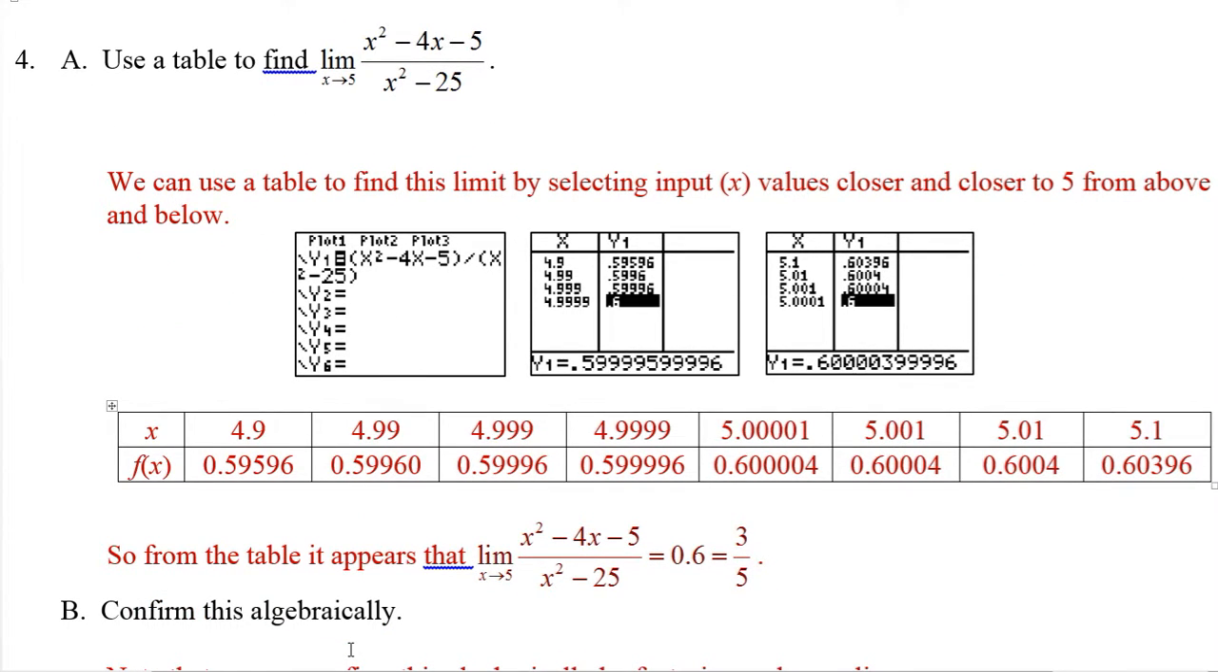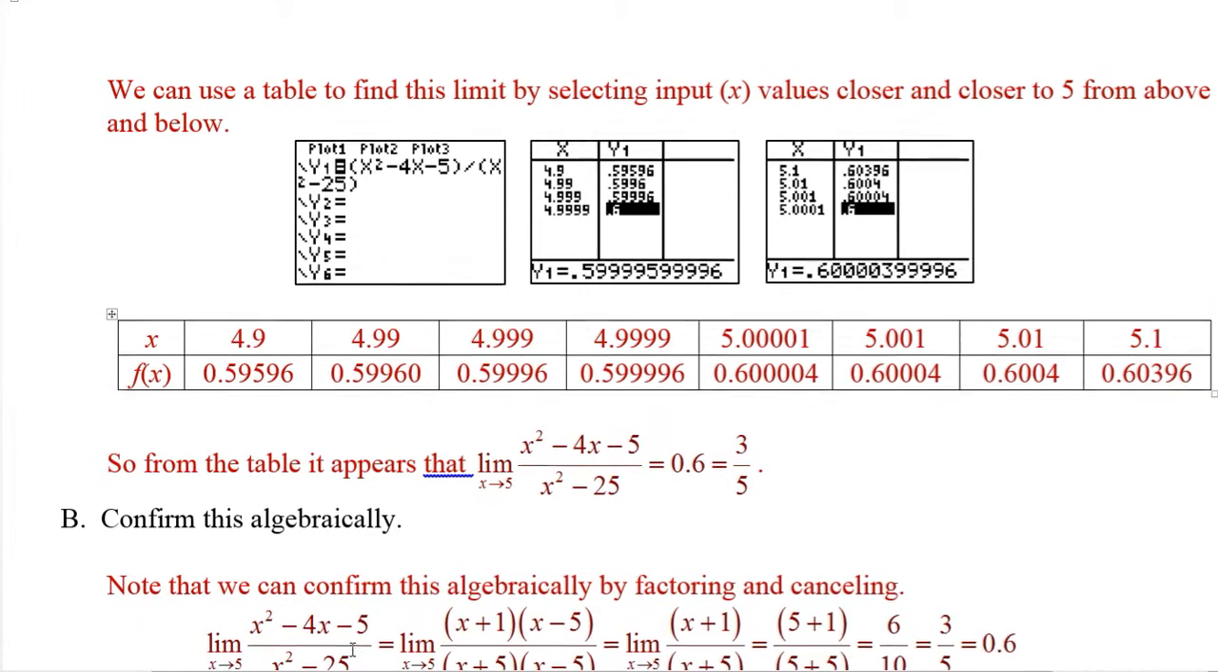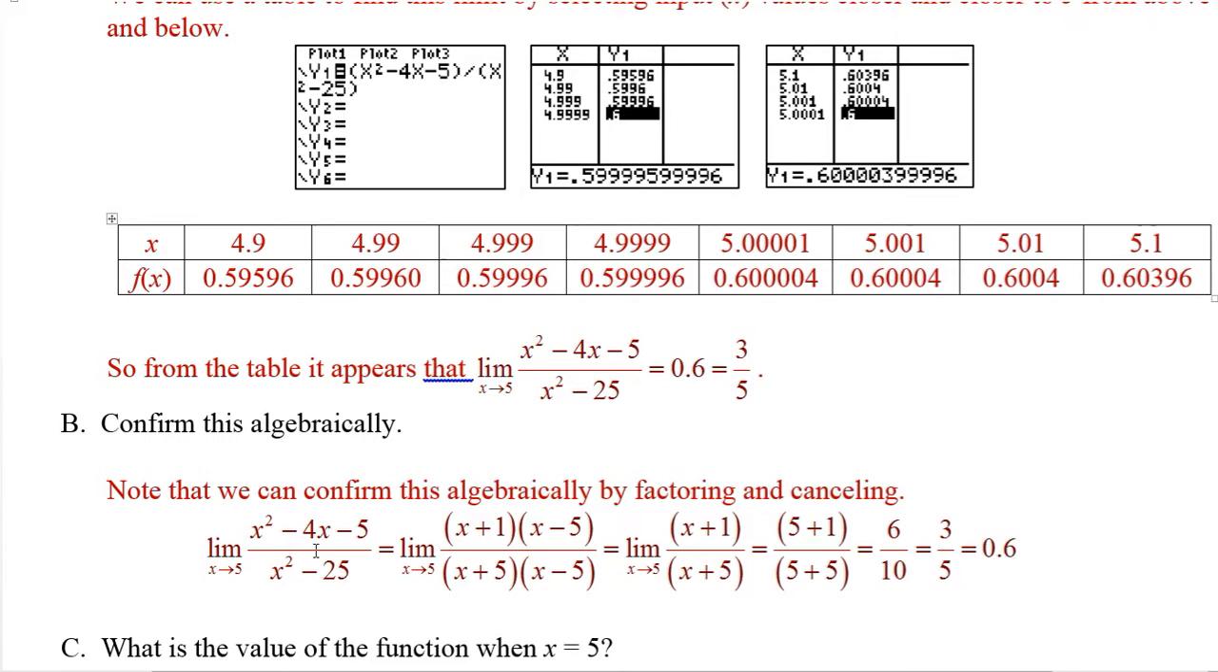Next question is confirm this algebraically. So we can do some algebraic techniques to this. A little algebra that we can do here is factoring. This is the difference of two squares in the denominator, so that's x squared minus 5 squared. So it factors as x plus 5 times x minus 5. The top factors as sort of anti-FOIL factoring, or the distributive property basically backwards from FOIL.